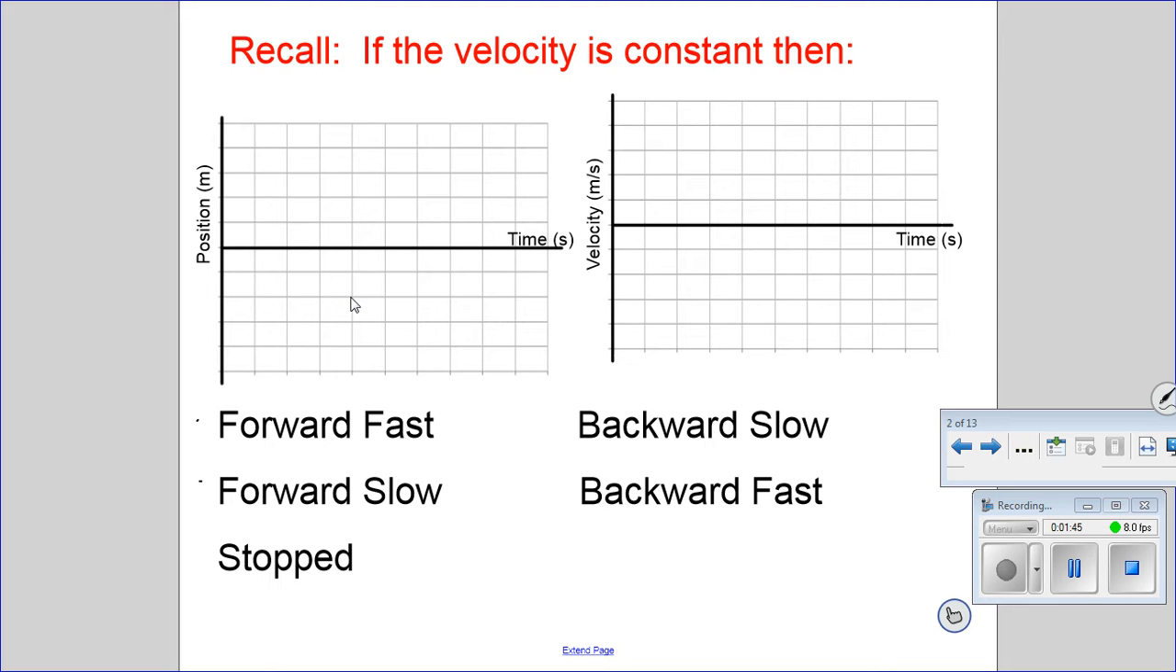All right, so let's draw this. So suppose I've got one object that is moving forward fast. I'm going to draw that in red. Because it's moving forward, I know that my graph needs to slope uphill. And because it's fast, I know it needs to be steep. Cool? All right, so my graph might look something like this.